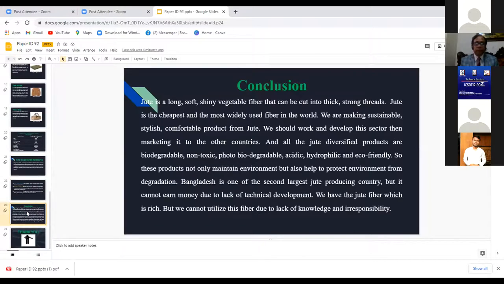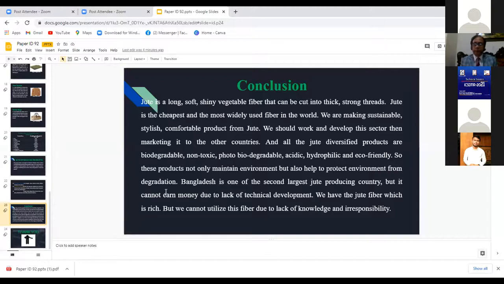Conclusion. Jute is a long, soft, and shiny fiber. Jute is the cheapest and the most widely used fiber in the world. And all the jute diversified products are biodegradable, eco-friendly, and Bangladesh is the second largest jute producing country, but it can't earn money due to lack of technical development.